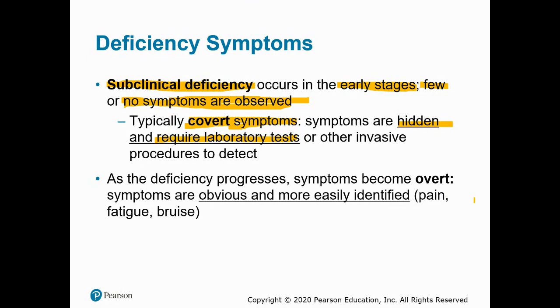And then as the deficiency progresses, the symptoms do become more obvious, or overt. Symptoms are more obvious and easily identified, like extreme fatigue in the case of iron deficiency. Or you might see, depending on the deficiency, maybe easier bruising, like if you have a vitamin K deficiency and blood isn't clotting so well, maybe bruising easier, and potentially pain, again, is often a symptom that becomes much more obvious.